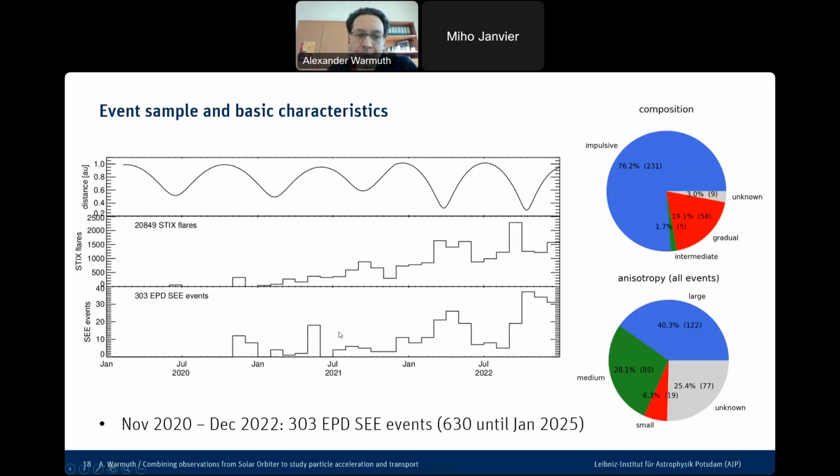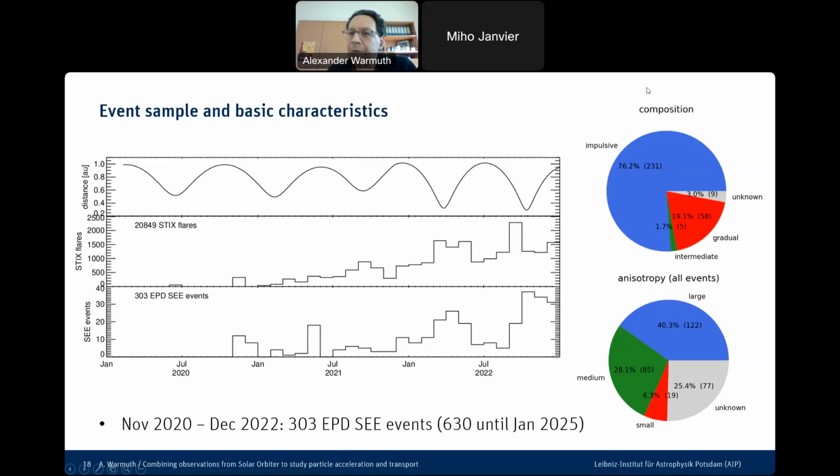Here is the monthly event rate we see. You see that this is increasing. This is consistent with the increasing solar activity. Here for comparison is the number of STIX flares that are observed per month. Also increasing, but there's not really a one-to-one correlation between them. And this is the changing distance from the Sun. So in this period, we've covered about 4 orbits.